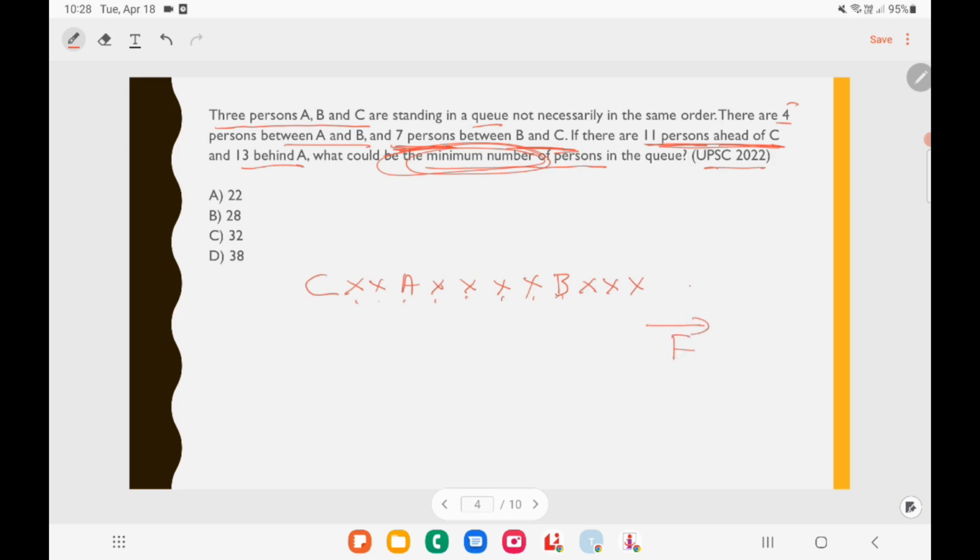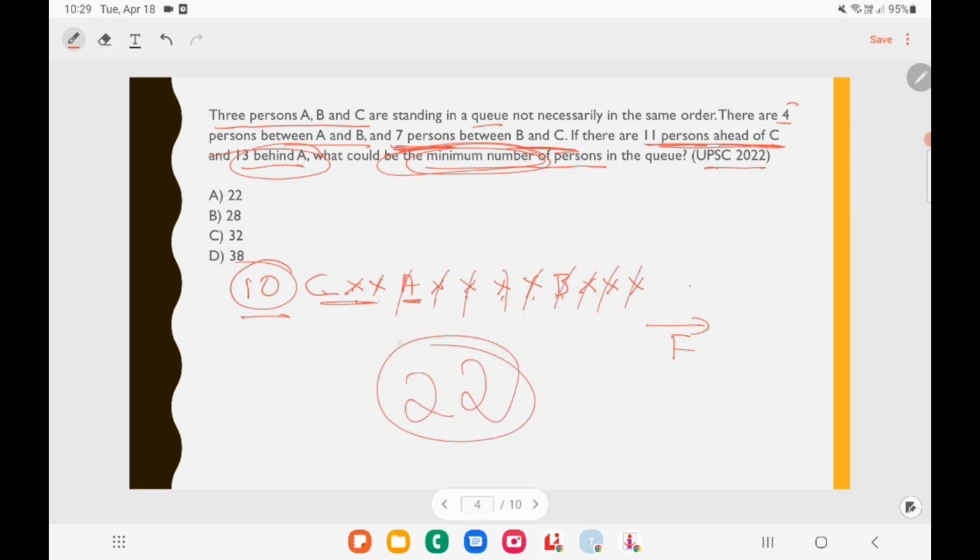Now it says that there are 13 behind A. There are 13 persons behind A. So A is here. Already 3 persons are here. So I will be drawing 10 persons here. So total how many persons are there now? 10, 11, 12, 13, 14, 15, 16, 17, 18, 19, 20, 21, 22. So the answer is 22.